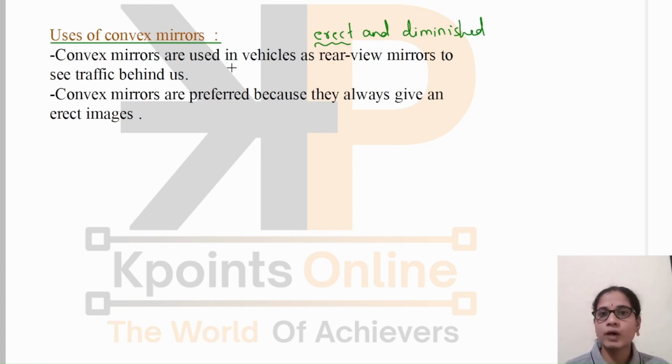While driving, we require to see the traffic behind us, which covers a wider field of view. As it is curved outwards, it can cover the larger area behind us, because of which we use convex mirrors. Convex mirrors are preferred because they always give erect images, and as they give a wider field of view, we see a large area of the traffic behind us. Even though the image is diminished, we are able to see the wider field of view of the traffic behind us. So it is safer for driving.